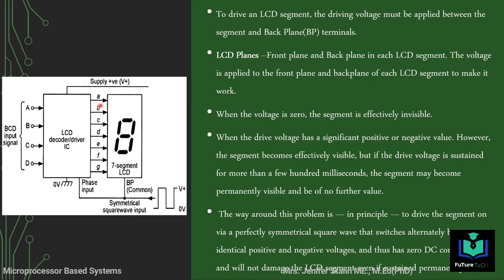So to avoid this kind of thing, the voltage is not a permanent one. It will alternate between the positive as well as the negative voltage. So when the voltage is varying, you won't be receiving a continuous on signal. That is how the damage is prevented. But at the same time, when the voltage is 0, the segment will be kept off.